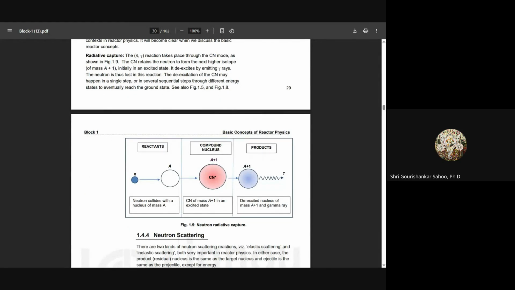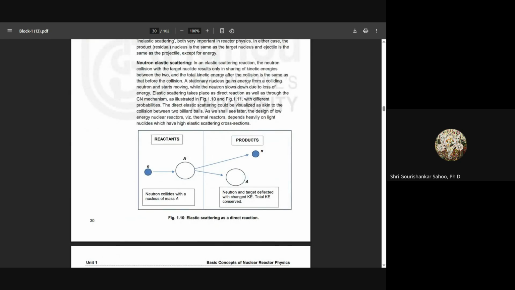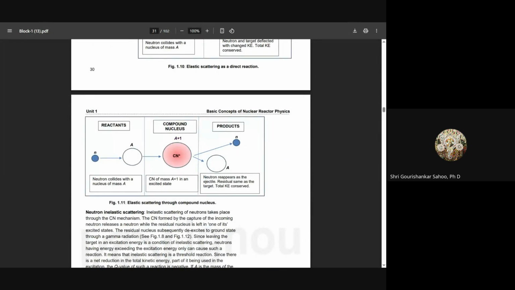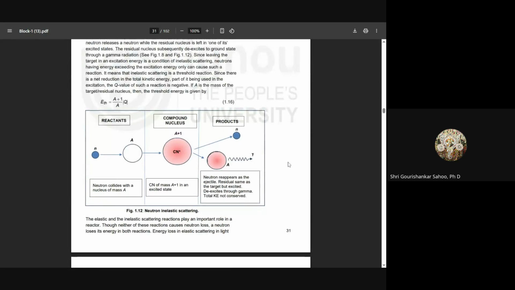Then radiative capture, the (n, gamma) reaction, takes place through the CN mode as shown on the screen. So compound nuclei, the reactant, then compound nuclei or CN, then product. Reactant, and it will be product. Elastic scattering, and here elastic scattering through compound nucleus. Neutron inelastic scattering: when a neutron is bombarded to the nuclei, the compound nucleus is formed, and the product nuclei and a neutron are emitted.